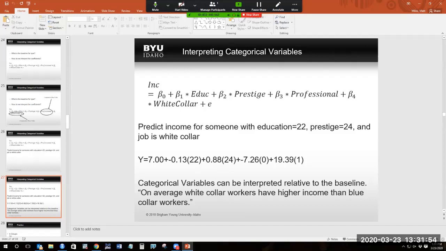If I wanted to know blue collar, I would put a 0 here and a 0 here, and it would be neither of those. It would just be this part without those two, because the zeros would cancel it out. So the way you interpret it is relative to the baseline, right? On average, white collar jobs earn 19.39 more than blue collar, and professional earn negative 7.26 less than blue collar.